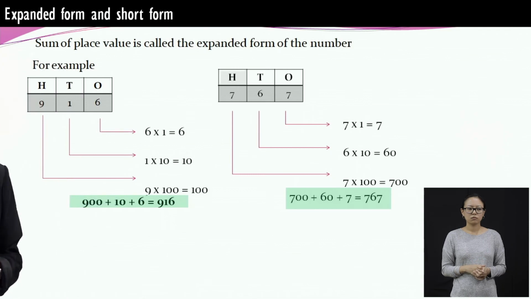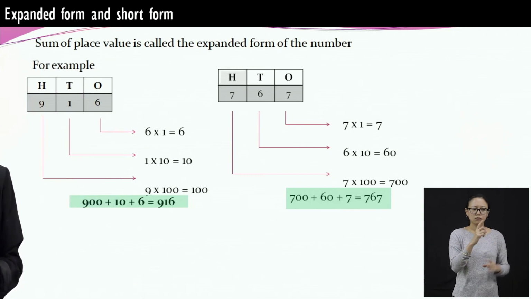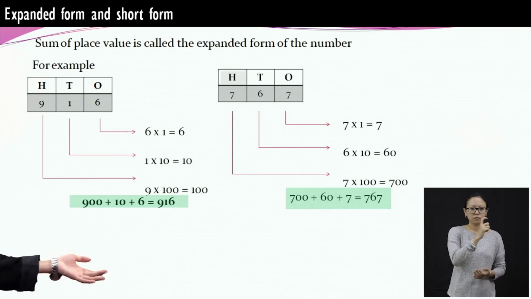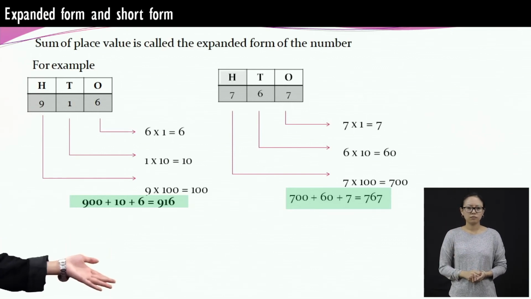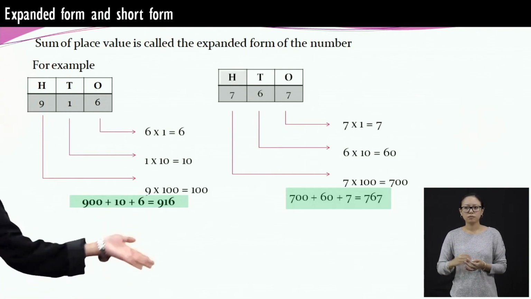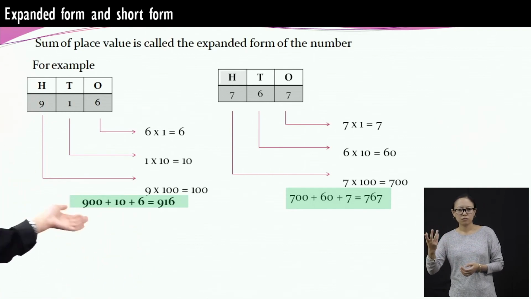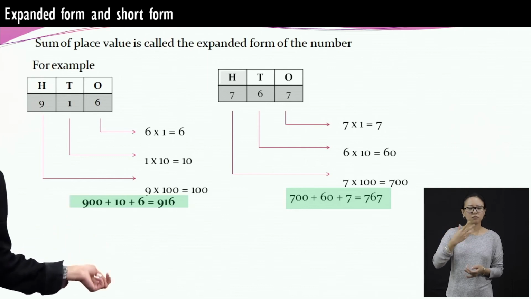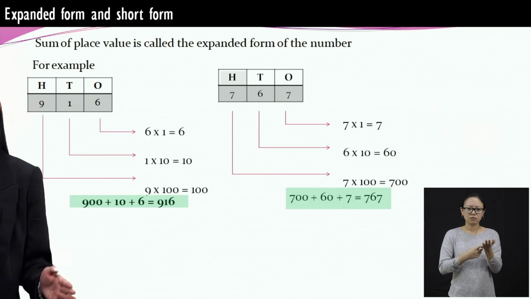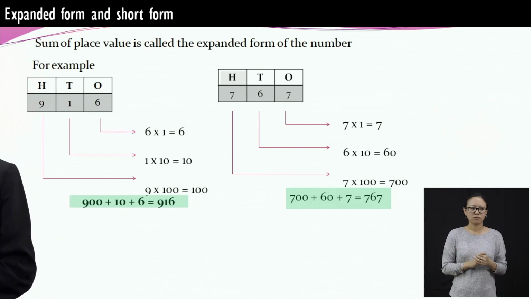Another one here, 700 plus 60 plus 7. As it is written, 767. Likewise, again, we will start from the ones place. That is 7, then comes 6 in the tens place, and 7 in the hundreds place. So that is the short form of 700 plus 60 plus 7.